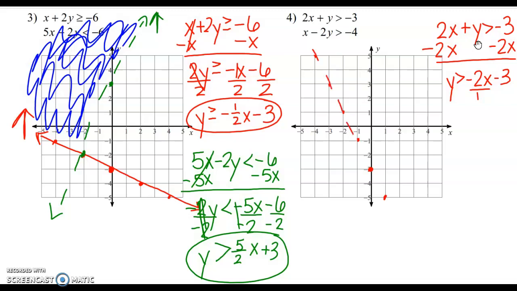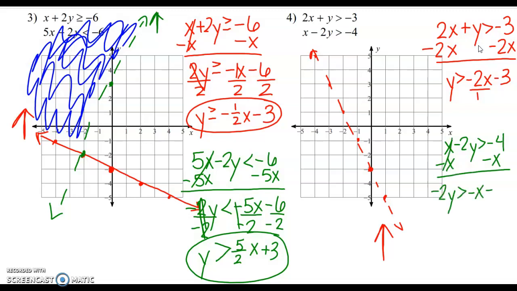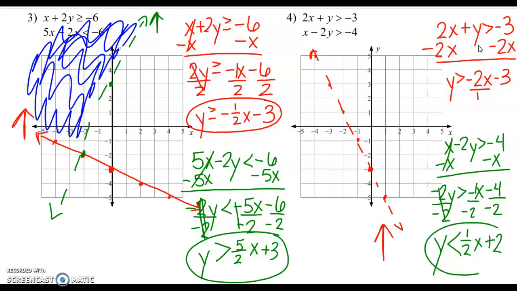This would be dashed because it is not equal to, and it would be above that line because it is greater than. Second line, x minus 2y is greater than -4. To move an x, we subtract x. So we have -2y is greater than -x minus 4. To get rid of a multiply by -2, we divide by -2. Again, dividing by a negative makes me flip. So y is less than, invisible 1, negative 1 over negative 2 would be 1/2 x. Negative 4 over negative 2 is positive 2.